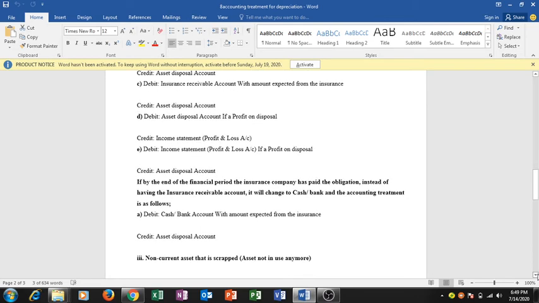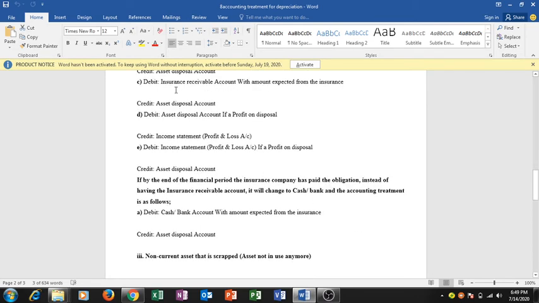If, for example, at the end of the year, the insurance company has paid, meaning that money has come in form of cash or check, then instead of the insurance receivable, we can substitute it with the cash or bank, and then we debit it here, either cash or bank, with the amount expected, and then the asset disposal account.